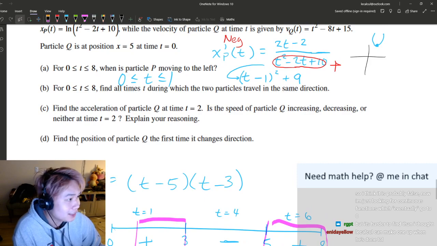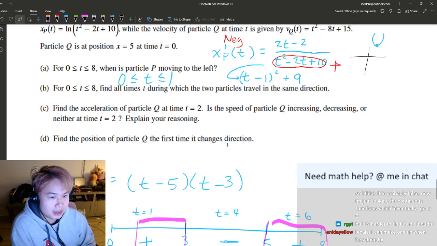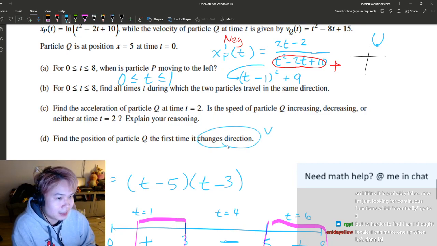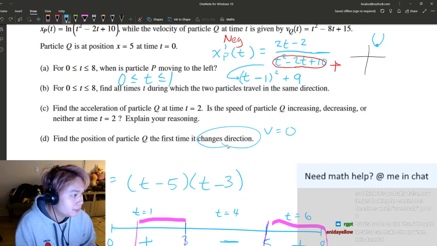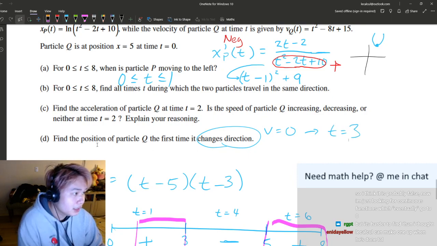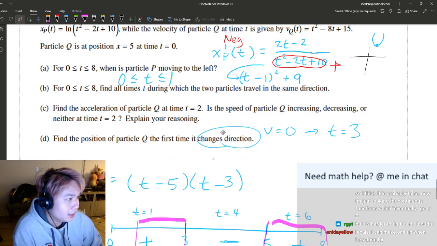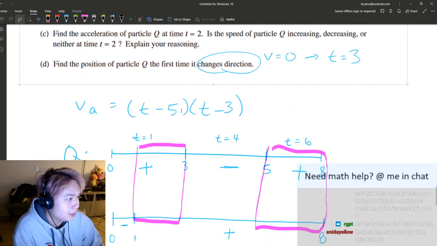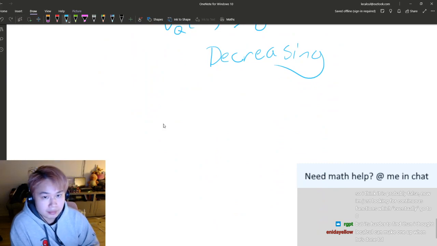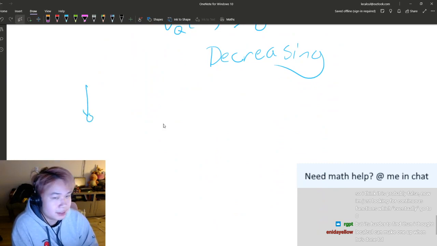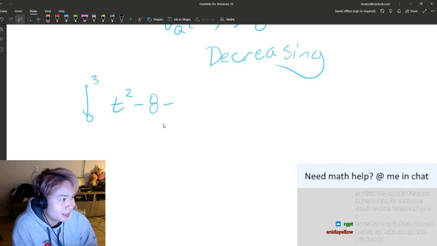Anyways, let's see. Find the position of particle Q the first time it changes direction. So when it changes direction, that means that the velocity is 0. The first time that it does that is at 3 seconds. To find the position of particle Q, I'm going to take the integral of the velocity. So I'm taking the integral from 0 to 3 of the velocity function, which is t squared minus 8t plus 15.